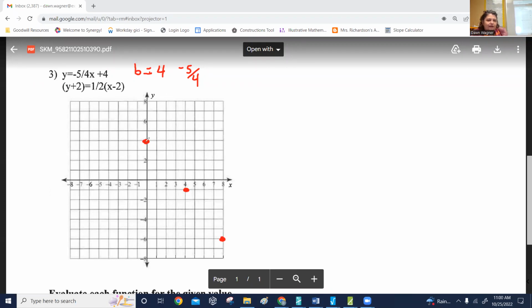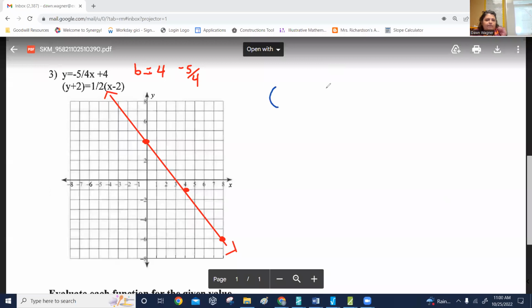You could also go up 5, 1, 2, 3. Nope, not enough room to go up. So you draw your line. And now I'm going to graph the other one. I'll graph that one in blue.